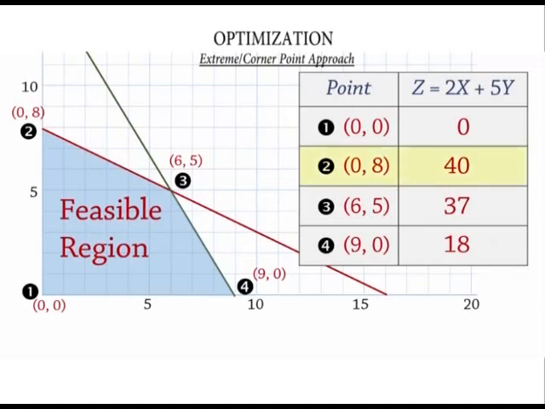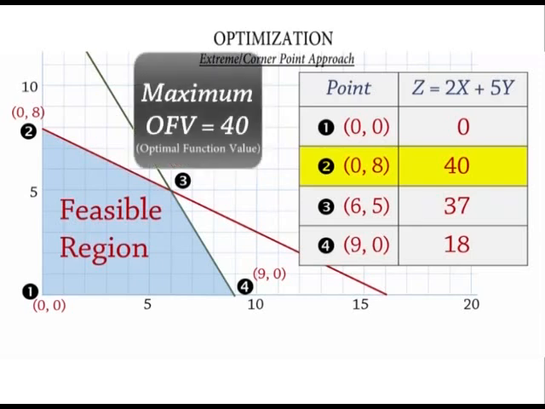Point 2 provides the highest value of the objective function, and so the solution occurs at point 2, which is the maximum optimal point. If you wanted the minimum optimal point, that would be point 1.